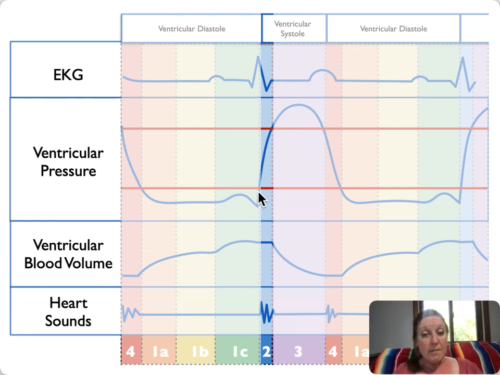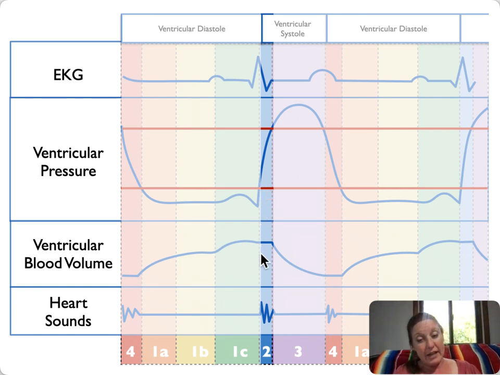Now, at the moment that the ventricular pressure becomes higher than the pressure in the atria, the blood wants to go from the ventricles back to the atria. It's like, whoa, it's getting crowded in here. Let me go back to where there was a little more room. But the AV valves close, which prevents the backflow of blood.